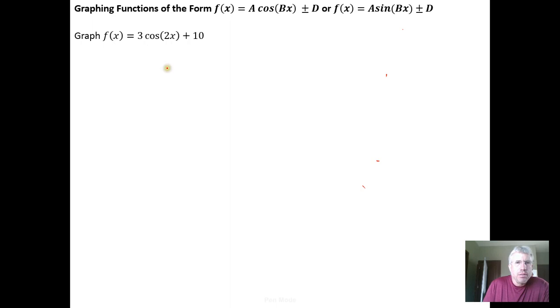So the way that we can deal with graphing function transformations, here I have a function f of x equals 3 cosine of 2x plus 10. This plus 10 is going to move the graph of 3 cosine of 2x 10 units vertically. So to graph these, the easy thing to do is ignore the vertical transformation and think about what you've learned about graphing functions of the form a cosine bx, because this is something that we dealt with in a previous video. So how do I graph these?